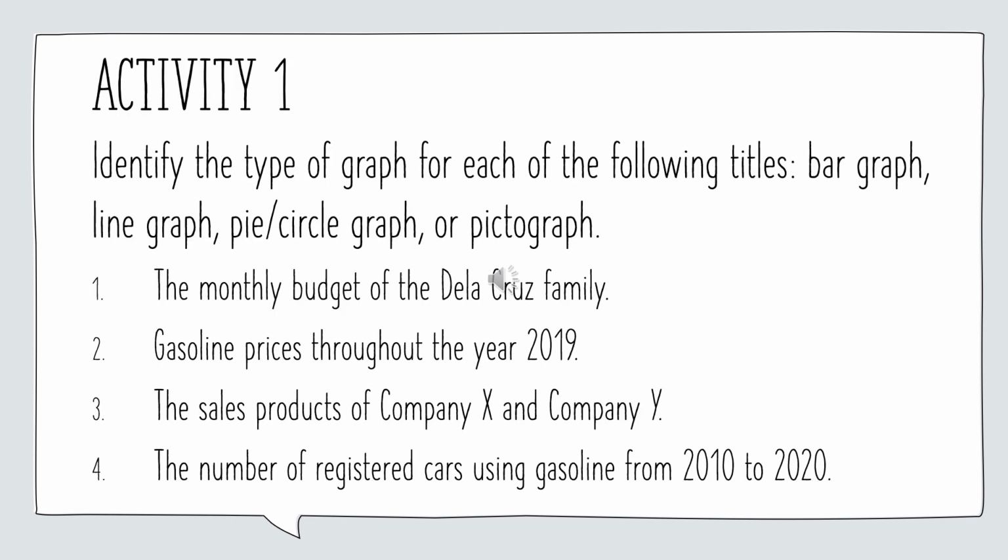For Activity 1. Identify the type of graph for each of the following titles: bar graph, line graph, pie/circle graph, or pictograph. 1. The monthly budget of the Dela Cruz family. 2. Gasoline prices throughout the year 2019. 3. The sales products of Company X and Company Y. 4. The number of registered cars using gasoline from 2010 to 2020.